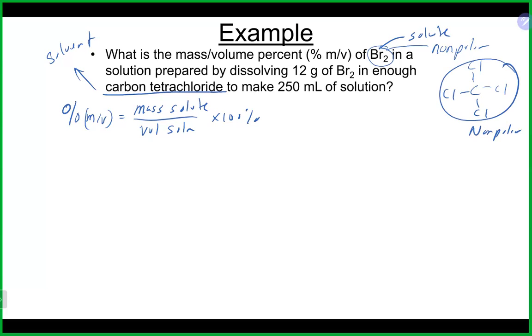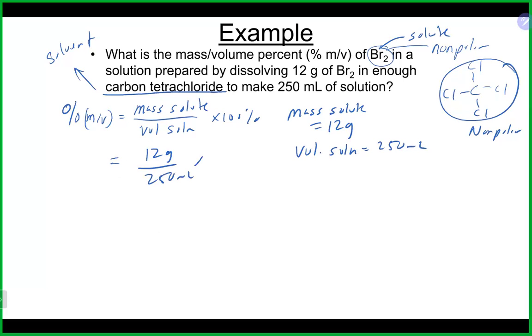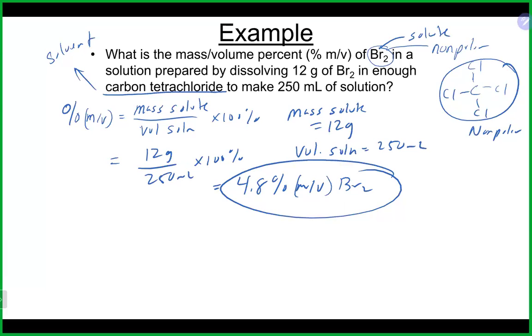They really wouldn't interact. So in this particular case, we do have the mass of the solute, which is our 12 grams. We do have the volume of solution that was given to us, which is 250 milliliters. So really all we have to do is plug that in: 12 grams divided by 250 milliliters times 100%. We will end up with 4.8% M/V Br2 in this case. Any questions on that?